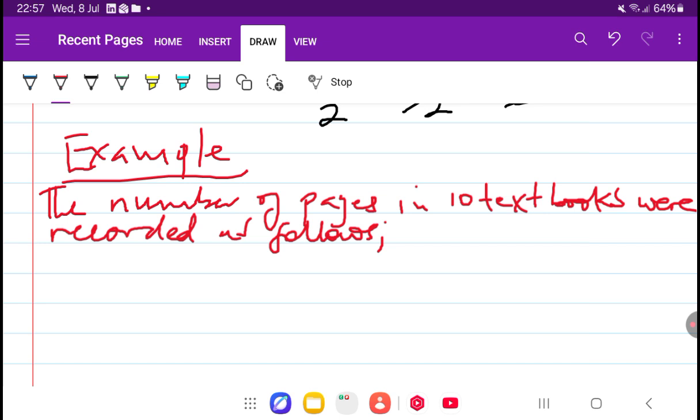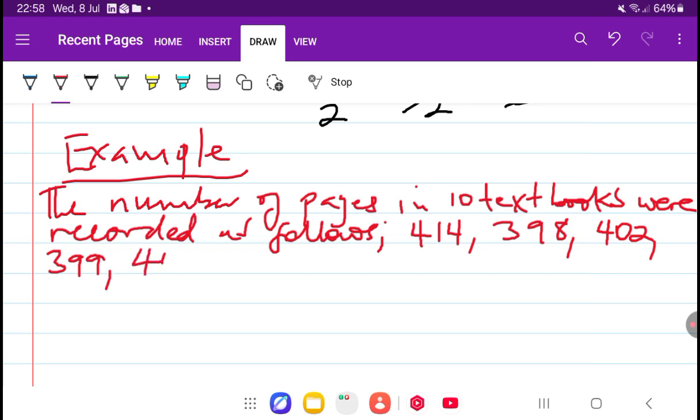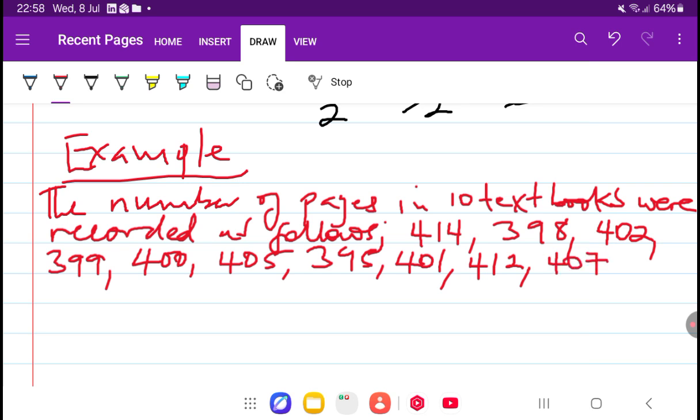So let's write the numbers: 414, 398, 402, 399, 400, 405, 395, 401, 412, then 407, full stop. Find the median.